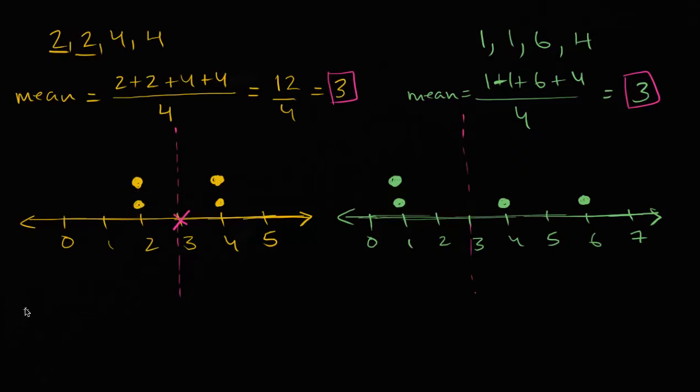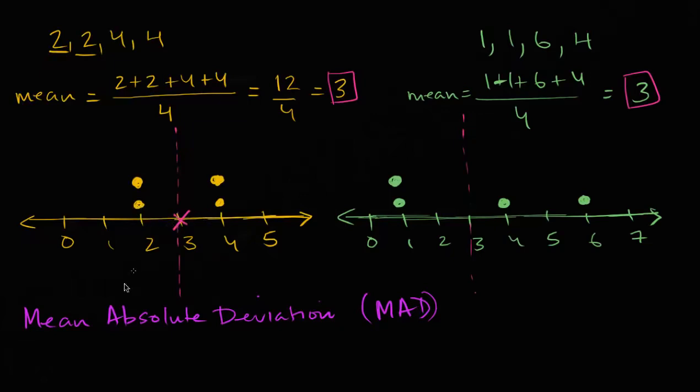And what we're about to calculate is called mean absolute deviation, or if you just use the acronym, MAD, for mean absolute deviation. All we're talking about is how much each of these points deviates from the mean, but the absolute of it. So each of these points at 2, they are 1 away from the mean. Doesn't matter if they're less or more, they're 1 away from the mean. And then we find the mean of all of the deviations. So what does that mean?